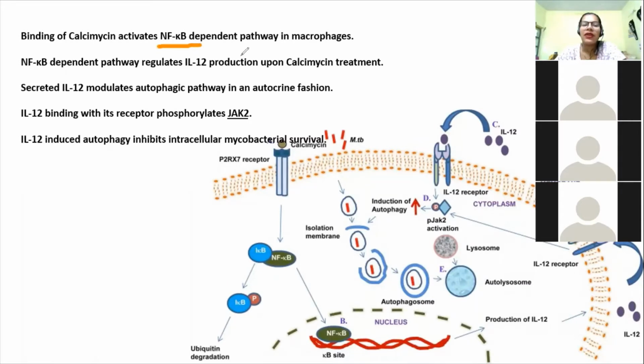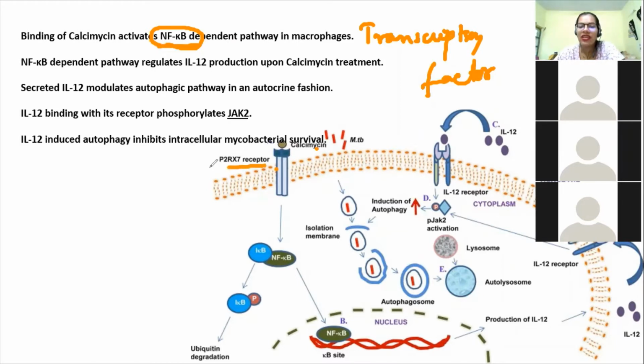What is NF-kappa B? It is your transcription factor. Okay, it is a transcription factor. Now, what is happening? It is activating your NF-kappa B. So calcimycin goes and binds to your P2RX7 receptor. Okay, you don't have to study all these things. Just understand how exactly calcimycin is inhibiting the tuberculosis bacteria from its attack. So calcimycin goes and binds to the receptor, activating your NF-kappa B.